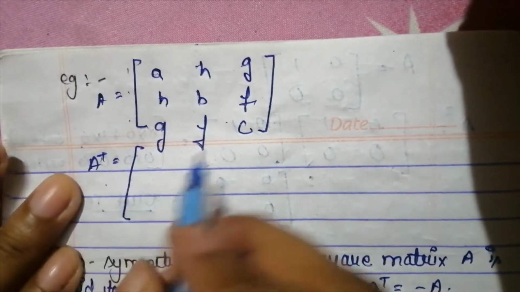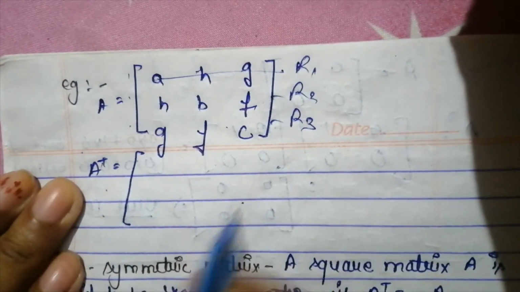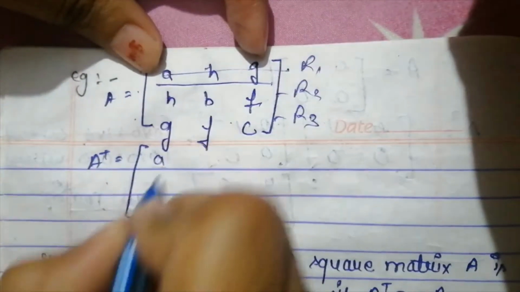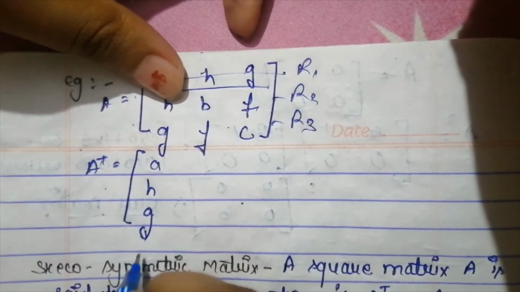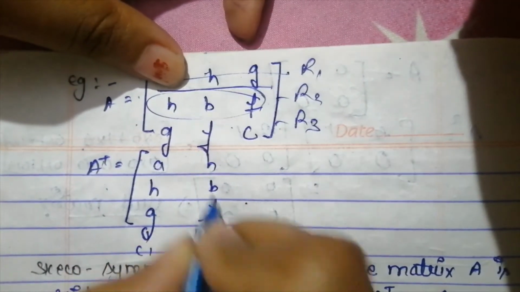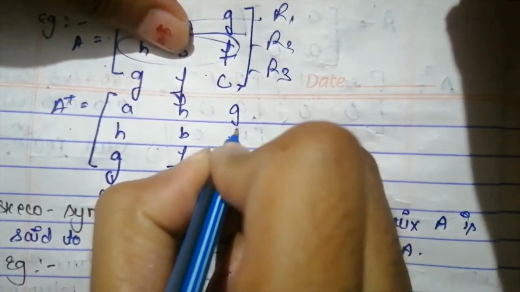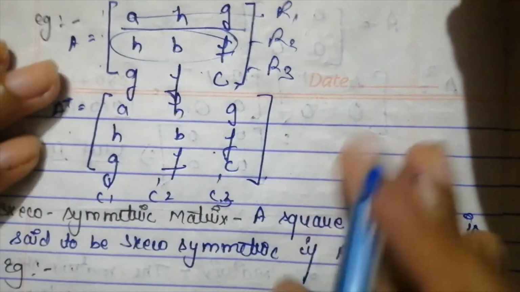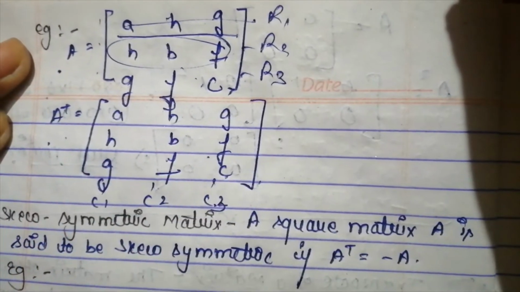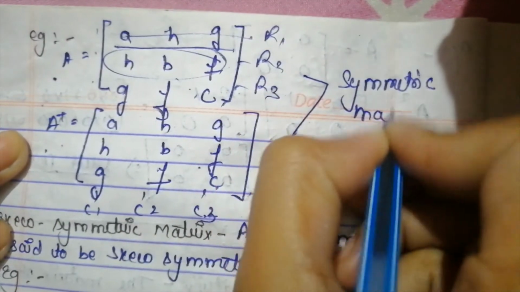For the transpose of a matrix, the respective rows will be interchanged with the respective columns. So our column 1 will be row 1: A, H, G. Our column 2 will be row 2: H, B, F. And our column 3 will be row 3: G, F, C. So as we see, A and A transpose are both the same. So this is an example of a symmetric matrix.